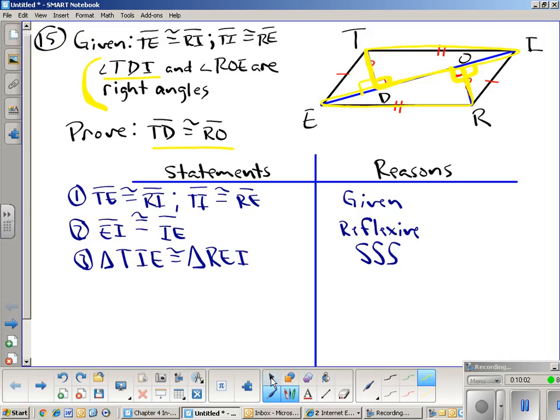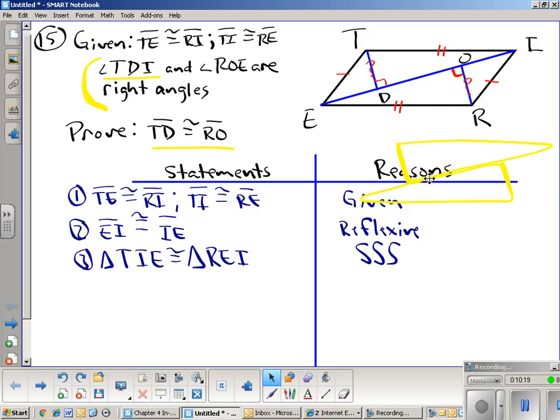So, I'm going to pull these down, I'll just pull them down a little bit. They look like this. We have triangle TID, and triangle REO.